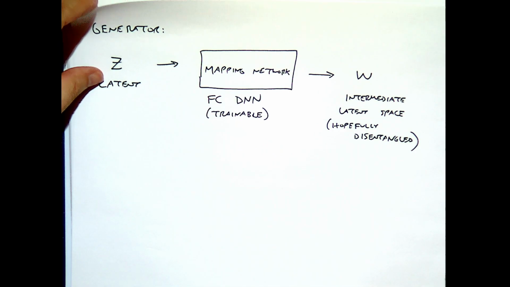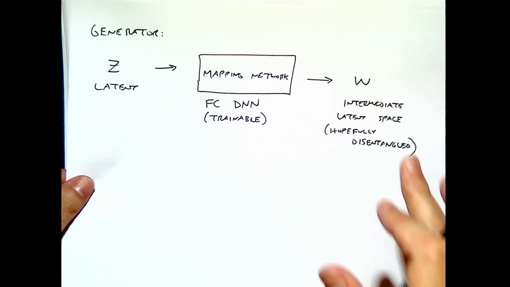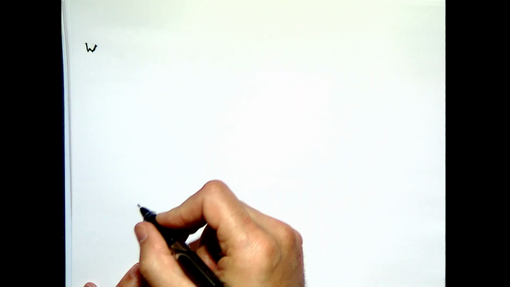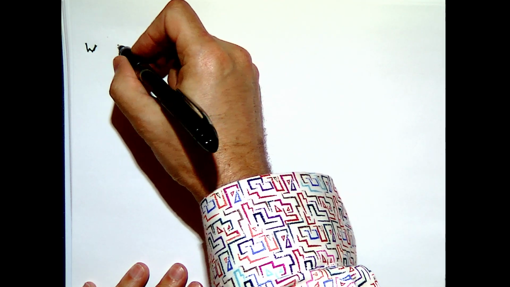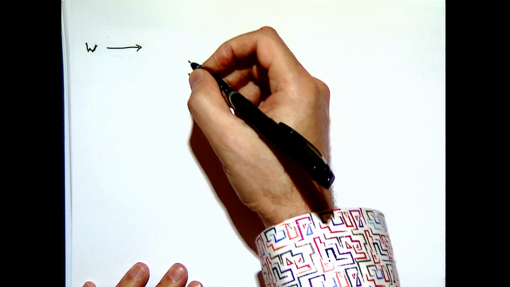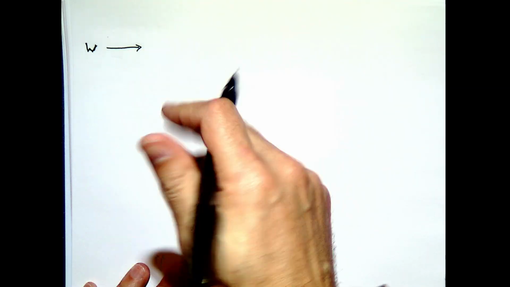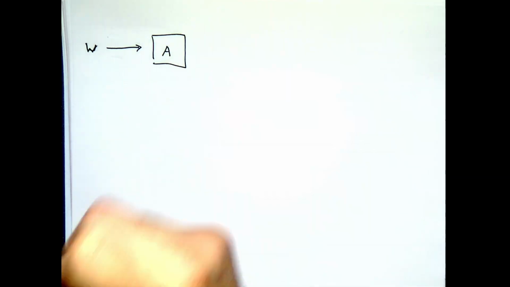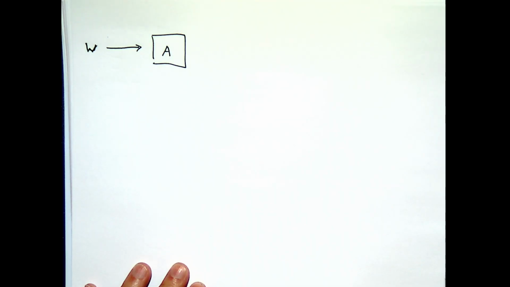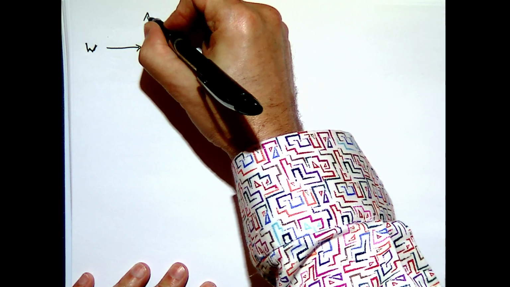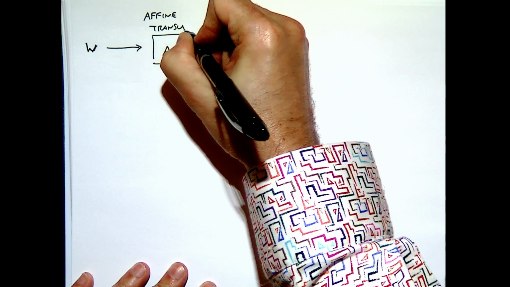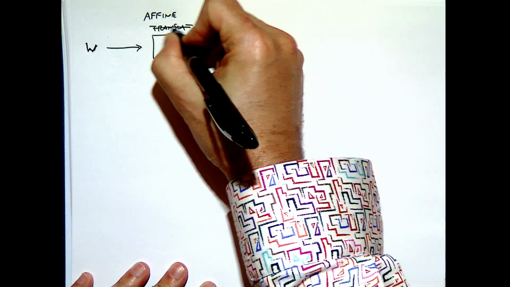The other key idea is that I take this W, and since this is a progressive generator, leave some space on your paper if you're taking notes. This goes through a block called A. This A is basically an affine transform, a scale and a translation of the vector that I put in.